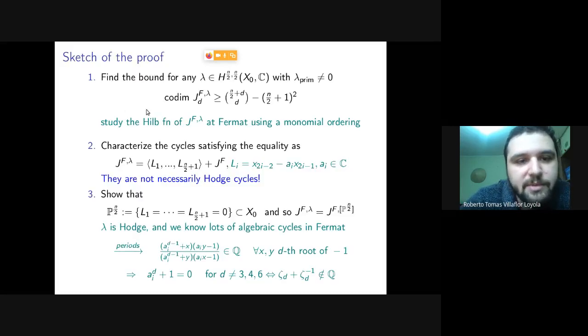Well, the idea of the proof of theorem 2 is just going further and studying the codimension of this ideal in the next case, and we can do this also using this Grobner basis. It's not that hard, but the problem regarding computing the periods in this other Hodge cycle is much harder in the next case. Okay.